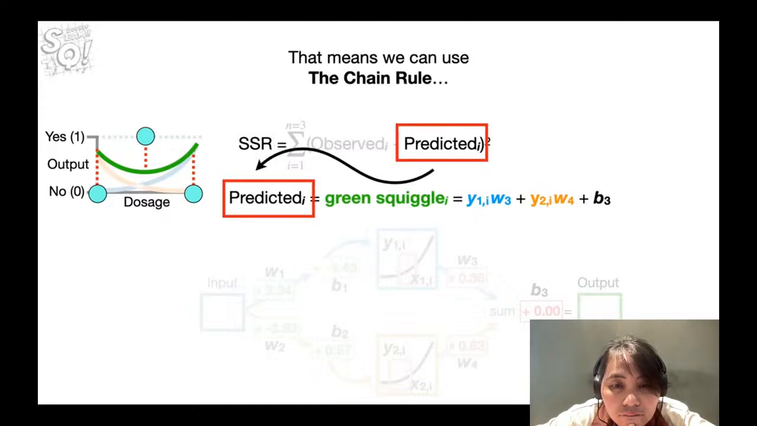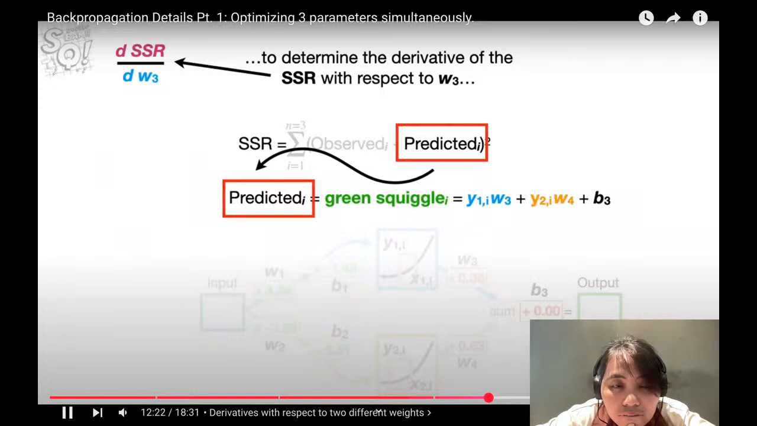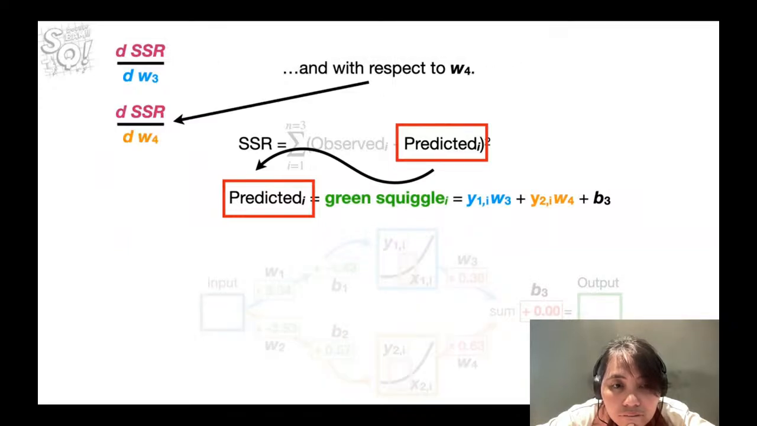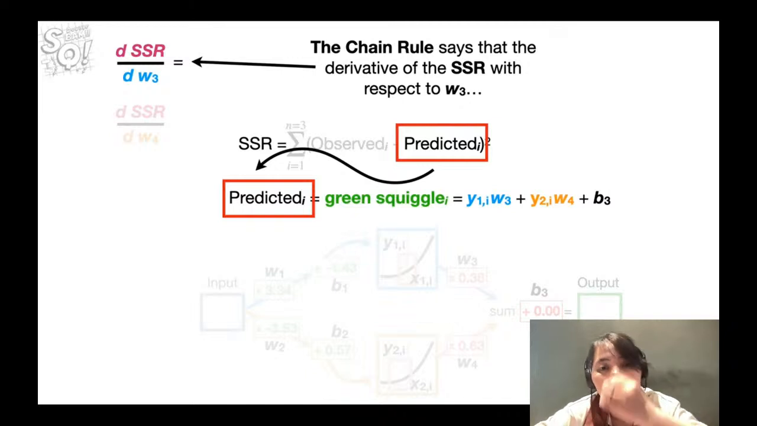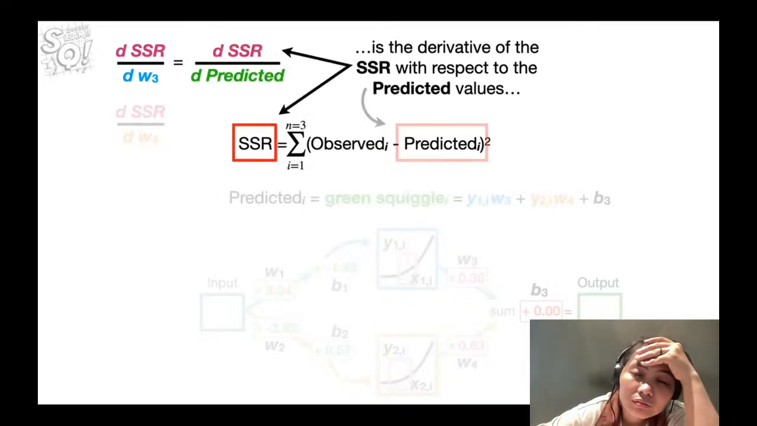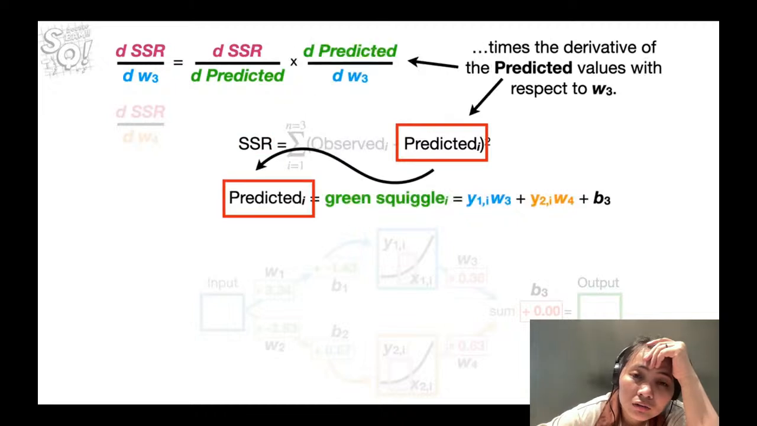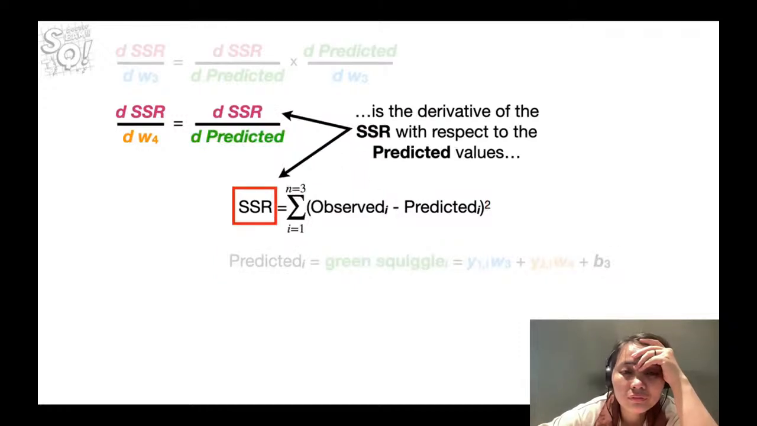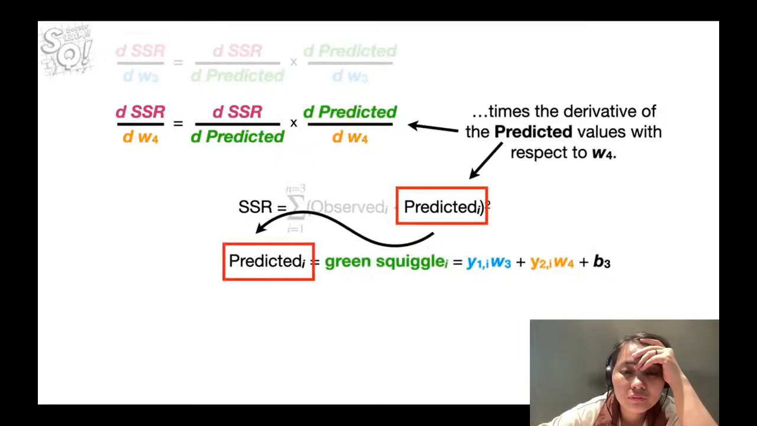That means we can use the chain rule to determine the derivative of the sum of the squared residuals with respect to w sub 3 and with respect to w sub 4. The chain rule says that the derivative of the sum of the squared residuals with respect to w sub 3 is the derivative of the sum of the squared residuals with respect to the predicted values times the derivative of the predicted values with respect to w sub 3. Likewise, the derivative with respect to w sub 4 is the derivative of the sum of the squared residuals with respect to the predicted values times the derivative of the predicted values with respect to w sub 4.